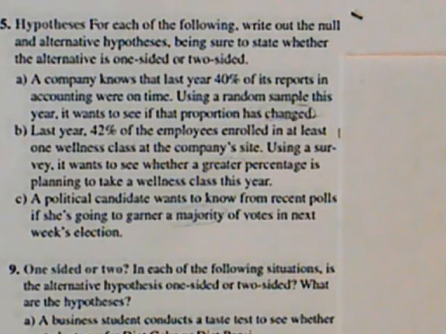From the data you see here, go ahead and try and write your null and alternative hypothesis and tell me if they're one-tailed or two-tailed. If you don't want to do all 3 of them, do 1 or 2 and then check your answer.